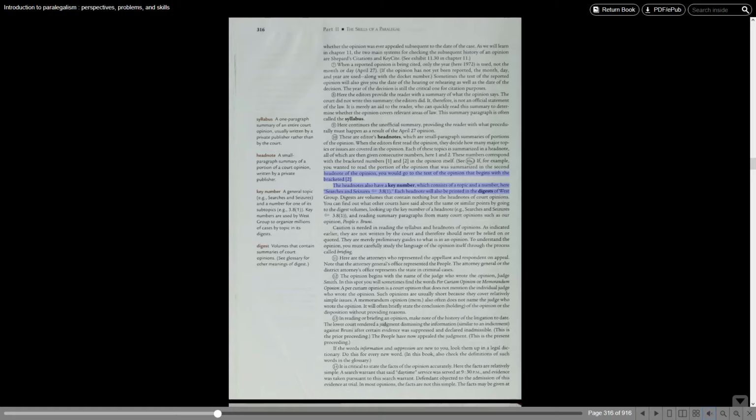The headnotes also have a key number, which consists of a topic and a number, here searches and seizures ^ 3.81. Each headnote will also be printed in the digests of West Group. Digests are volumes that contain nothing but the headnotes of court opinions. You can find out what other courts have said about the same or similar points by going to the digest volumes, looking up the key number of a headnote, e.g. searches and seizures ^ 3.81, and reading summary paragraphs from many court opinions, such as our opinion, People v.